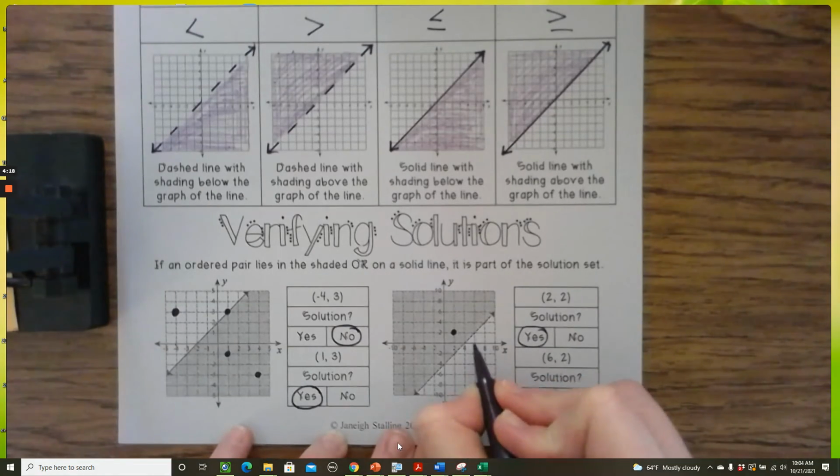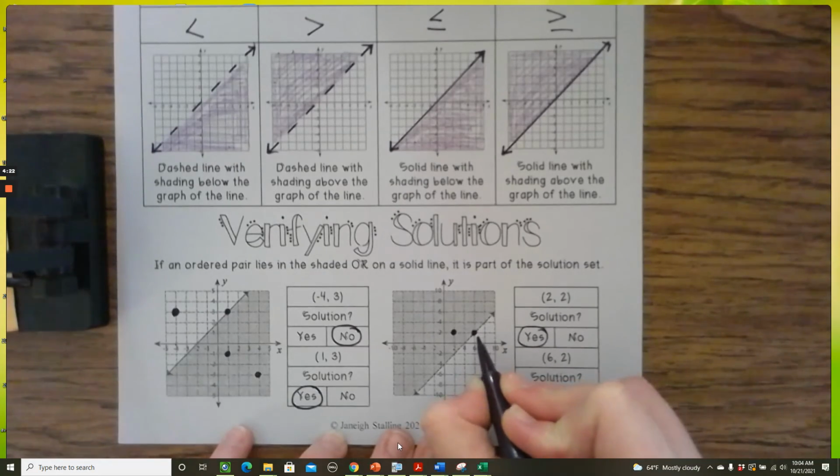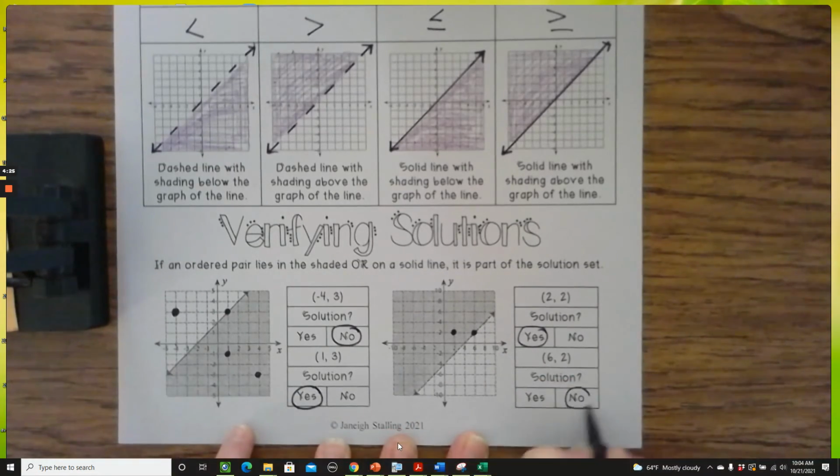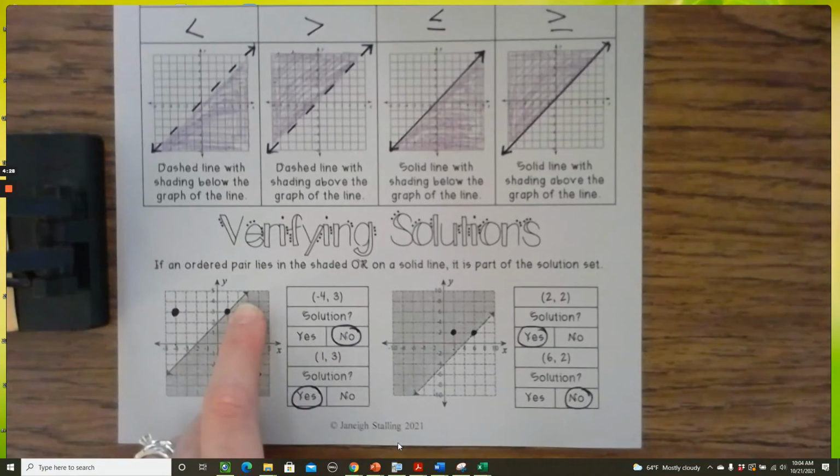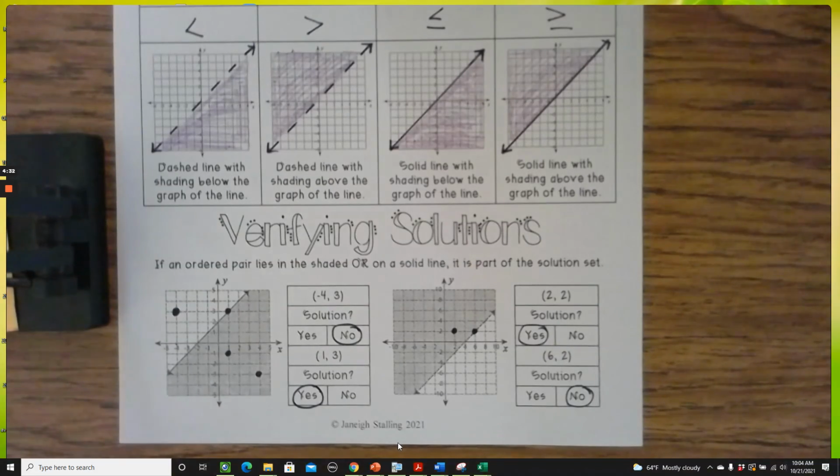And then 6, 2. Now this one is a dashed line. If it falls on a dashed line, then it's not a solution. So it has to be on a solid line. Okay? If the point lies on that dashed line, then it's not a solution.